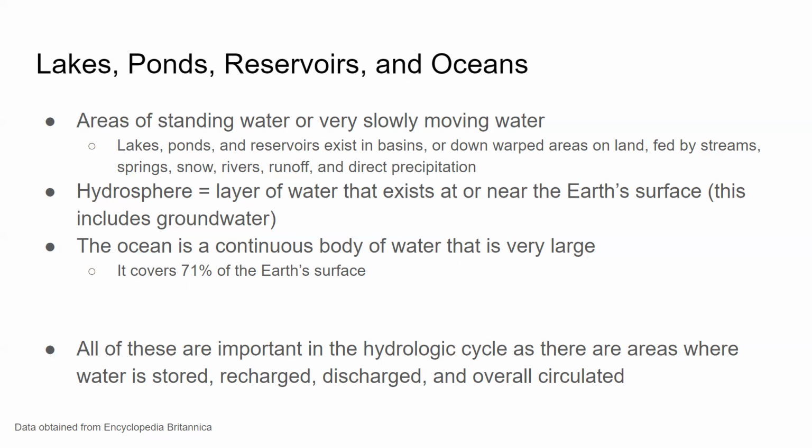And the ocean, which we will cover in its entirety in a future lecture, is a continuous body of water. Obviously, it's very large, and it covers roughly 71% of the Earth's surface. That's pretty crazy to think about. And all of these are important in the hydrologic cycle, as there are areas where water is stored, recharged, discharged, and overall circulated.